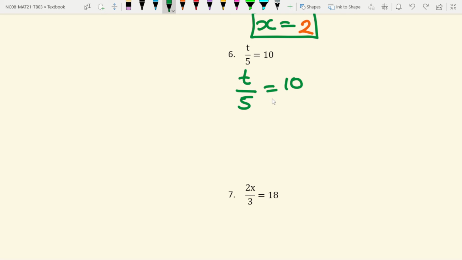So known terms should be in RHS. t should be in LHS because it is unknown. 10 is in RHS because it is known. And 5 is also known, but it is given in LHS. So we have to shift it to RHS.